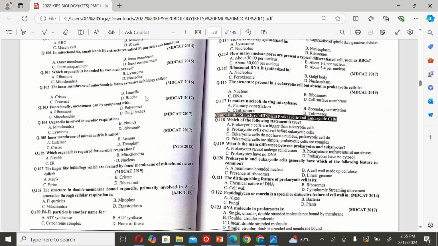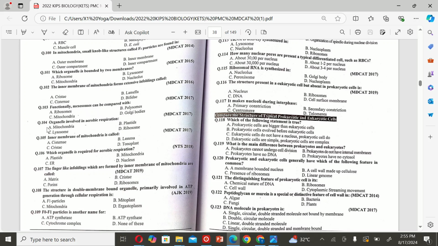The next MCQ is: the inner membrane of mitochondria forms extensive infolding called A. Cristae, B. Lamella, C. Cisternae, and D. Bifida. So the correct option is A. Cristae. The next MCQ is: functionally, mesosomes can be compared with A. Ribosomes, B. Polysomes, C. Mitochondria, and D. Golgi bodies. So the correct option is C.